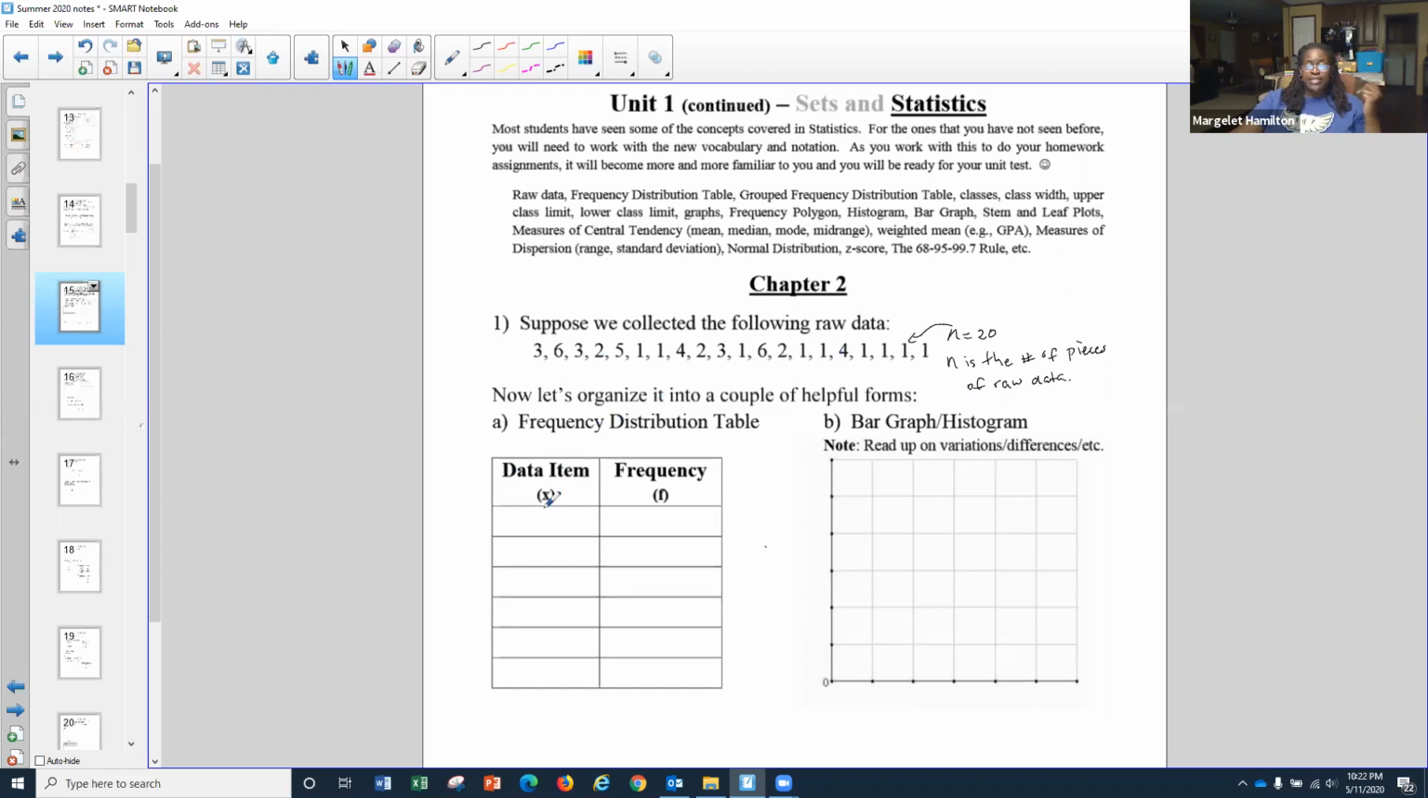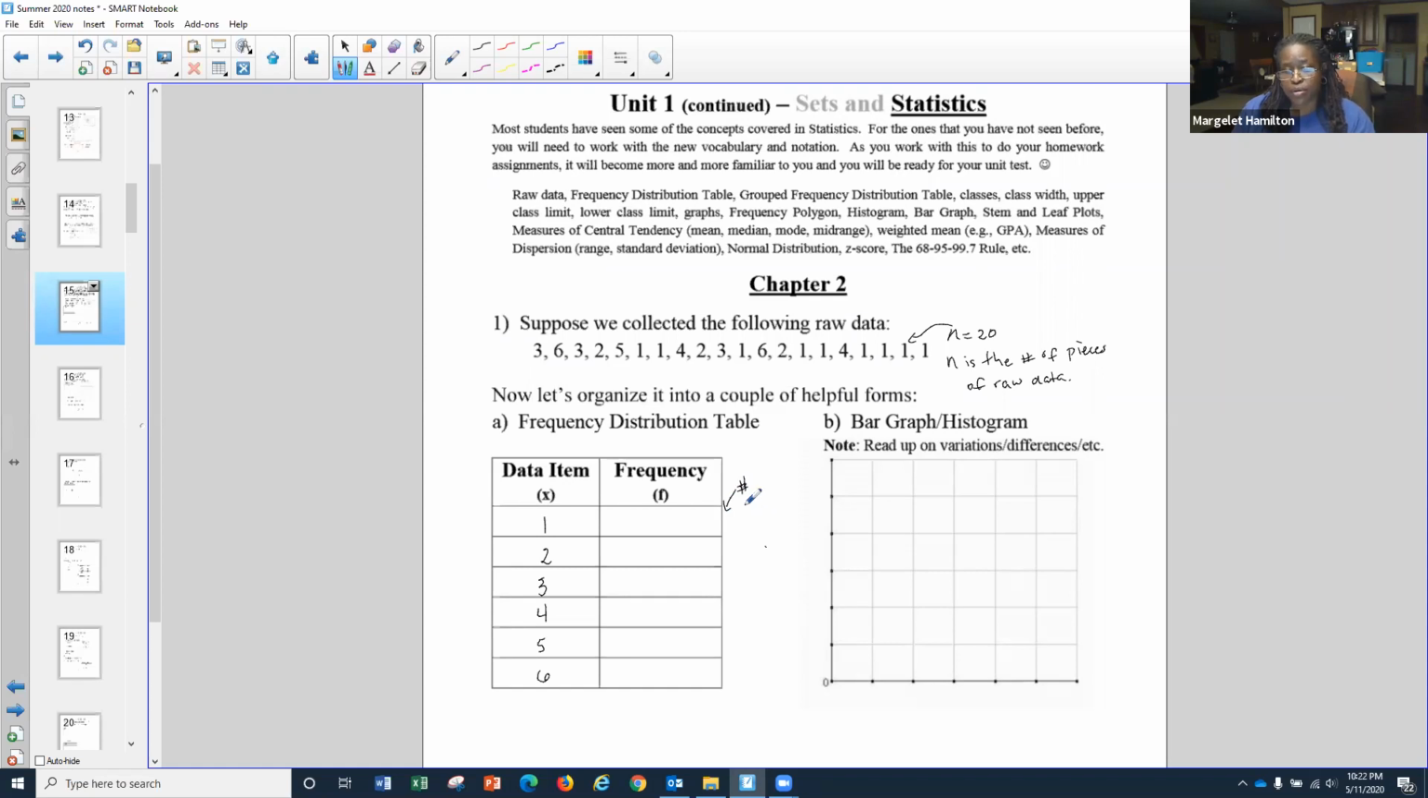For a data item, that's our X. We're going to label this 1 through 6 because we can see that we clearly have those items identified. So here we have 1, 2, 3, 4, 5, and 6. Here are our unique items, our data items. Now we need to see how often these things occur, hence the frequency of these things, our F value, right?